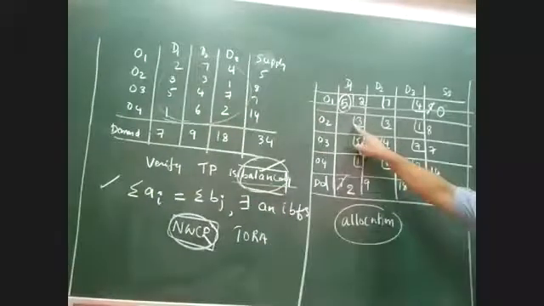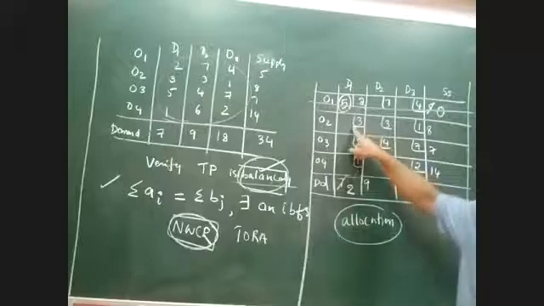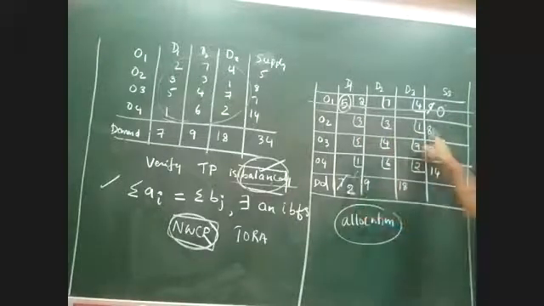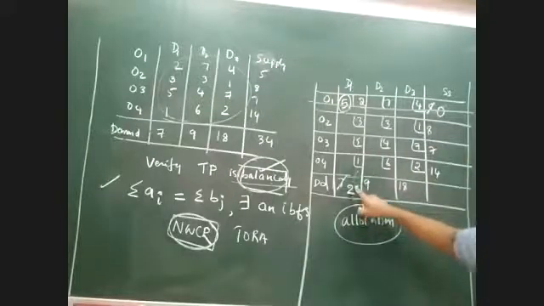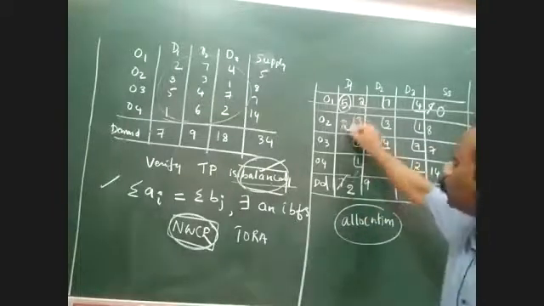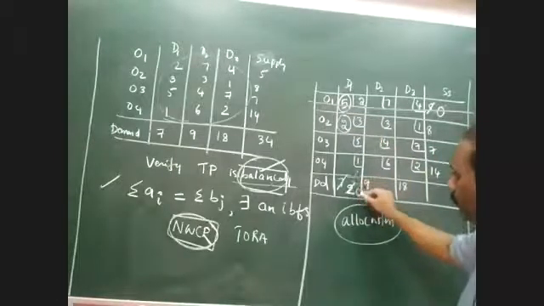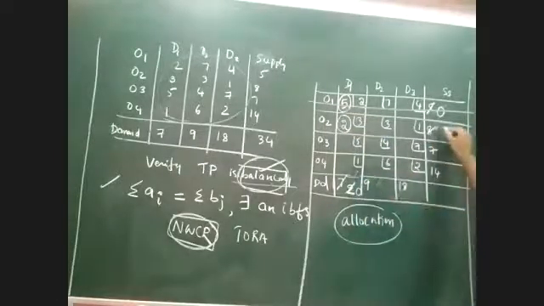For the element, 2. Sir, 2. 2 is there. So between 8 and 2, the minimum value is 2. So I can assign 2. If I'm assigning 2 here, this will become 0 and this will become 6.